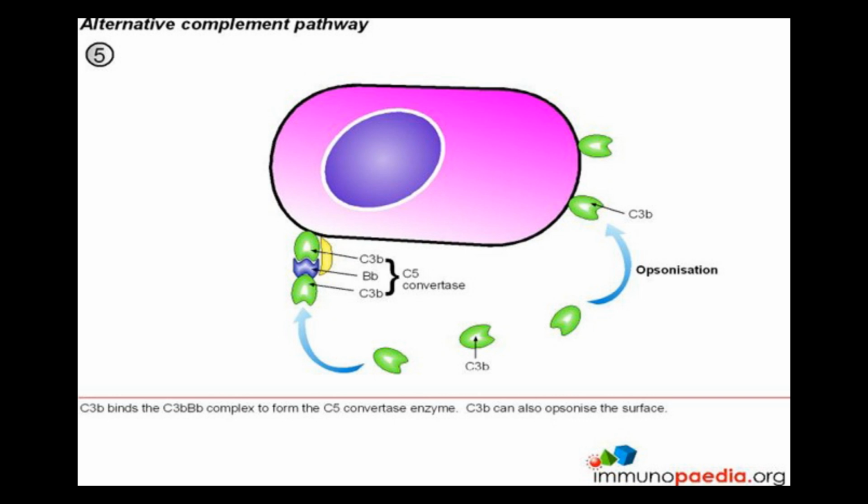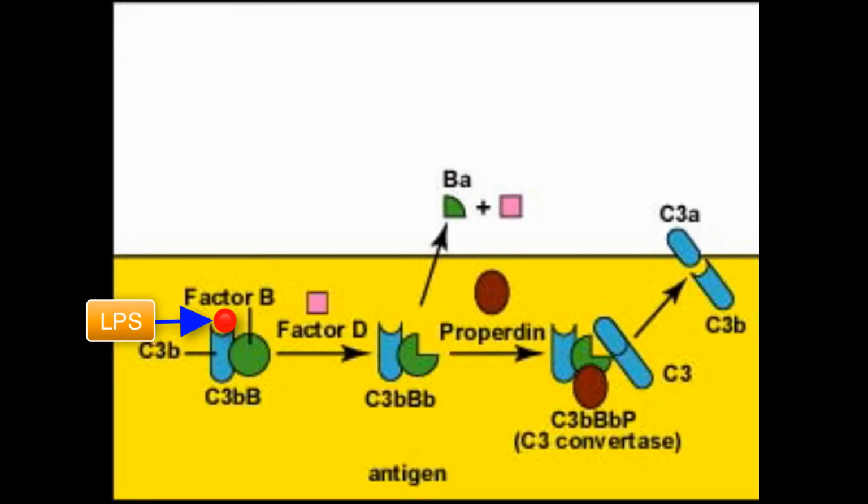We will have in our circulation some C3 that is already cleaved into C3b. So what will happen now is that this circulating C3b will come and bind to the LPS. Once it has been bound to it, another factor rises up called factor D. The factor D will cleave another protein called factor B. Factor B will be divided into Bb and Ba. As you see, we differentiate them by small and big letter.